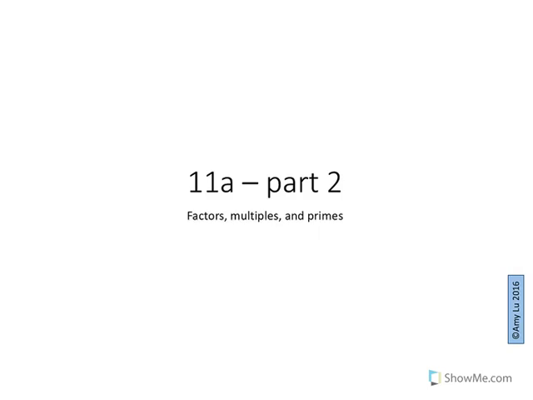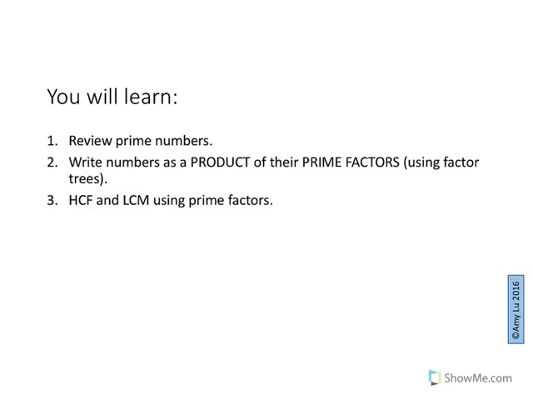This is 11A, part 2. In this chapter, we will review the concept of prime numbers and learn how to write numbers out as a product of their prime factors, not just normal factors, but prime factors. And then using the prime factors to work towards highest common factor and lowest common multiples.